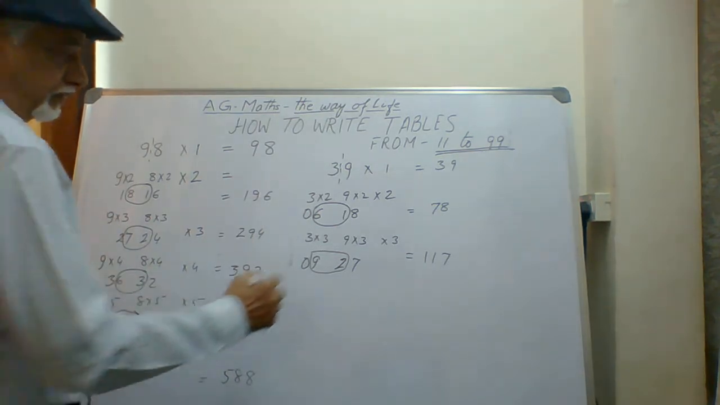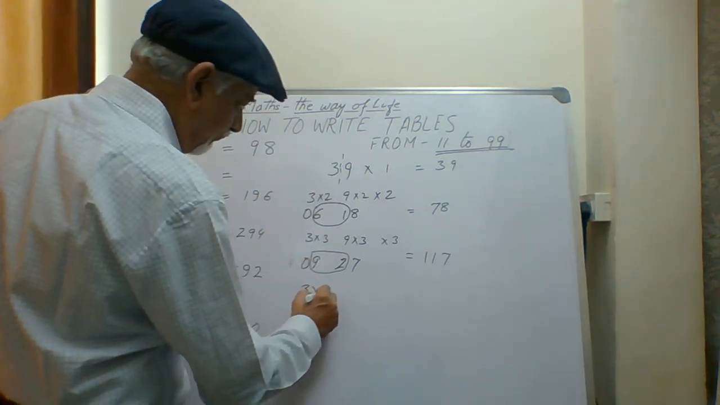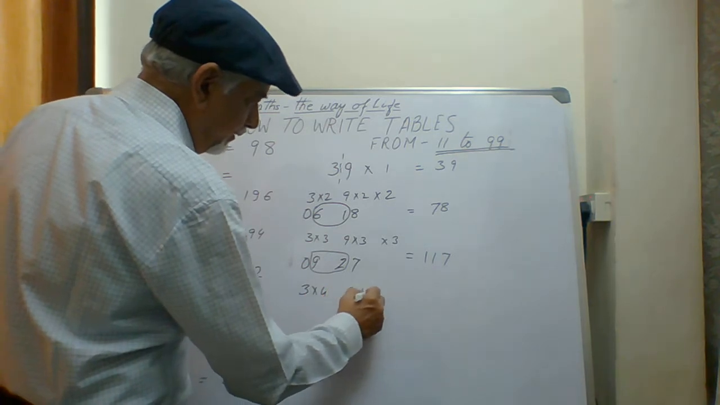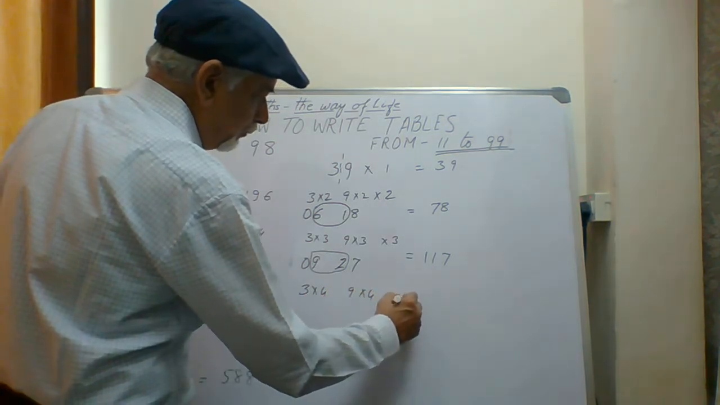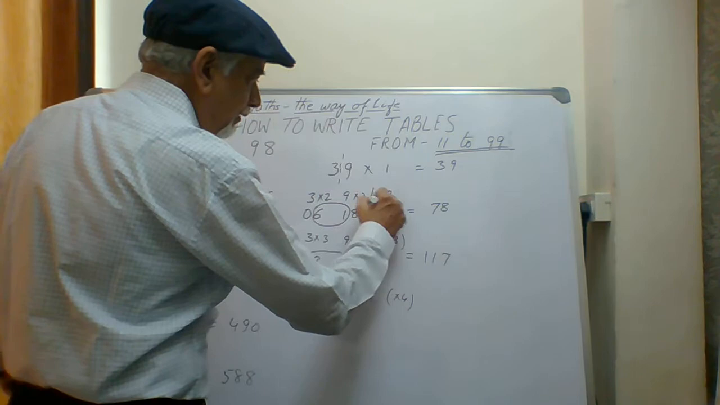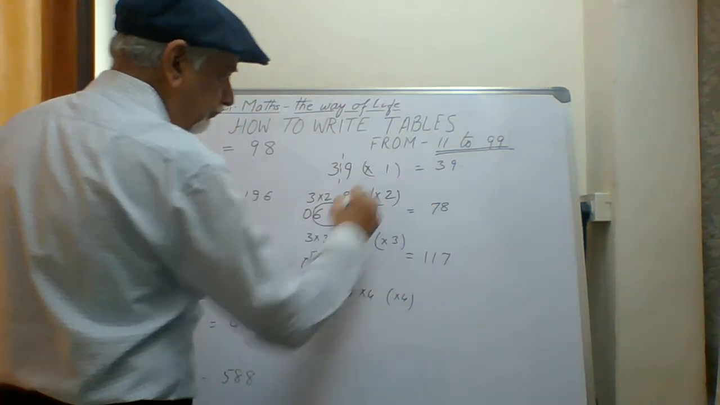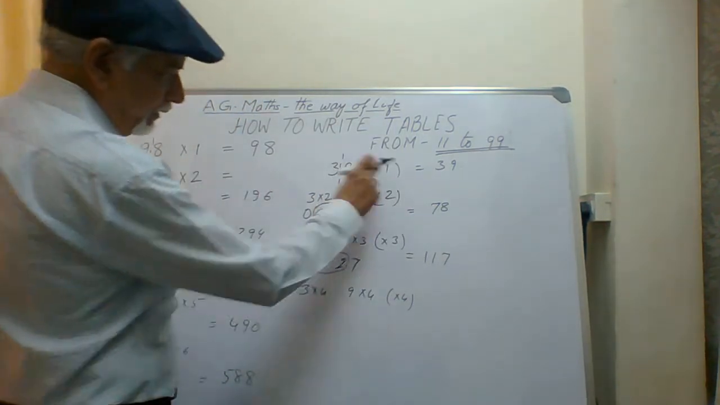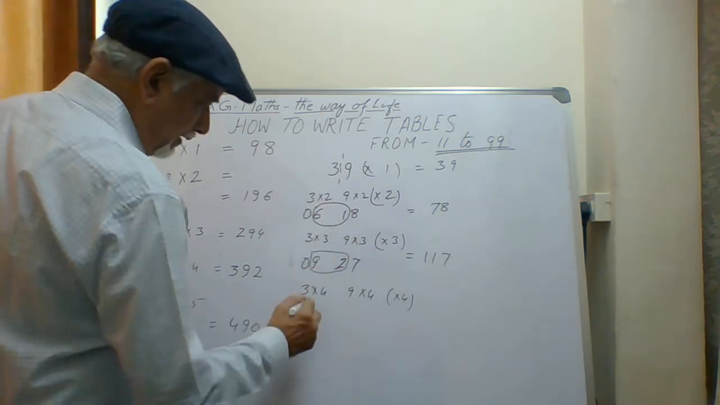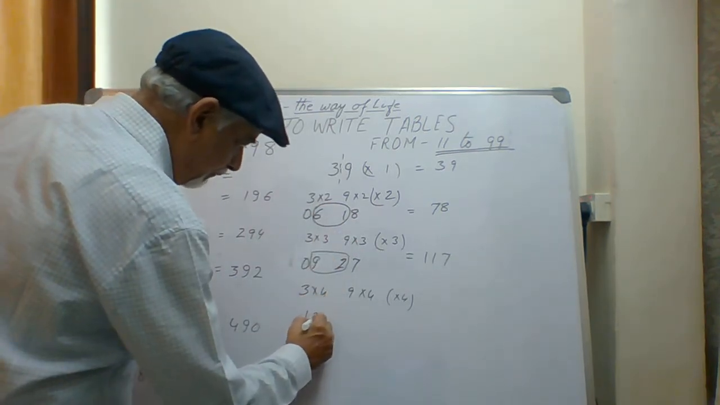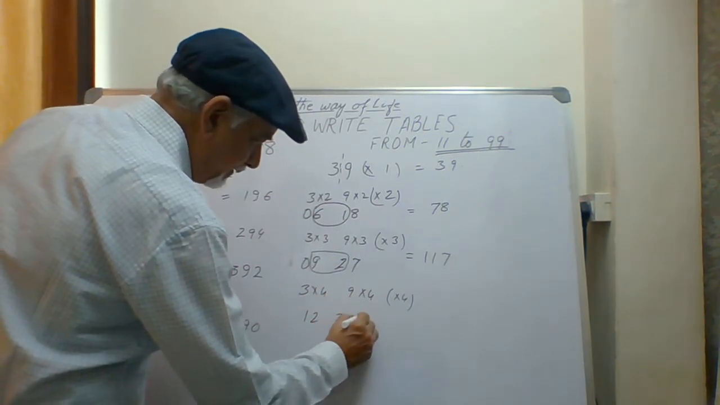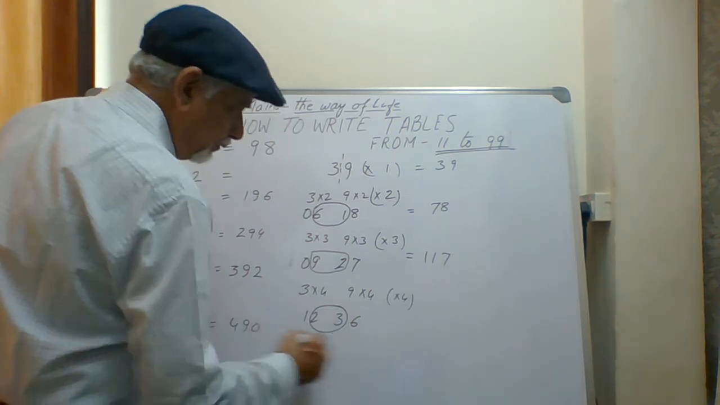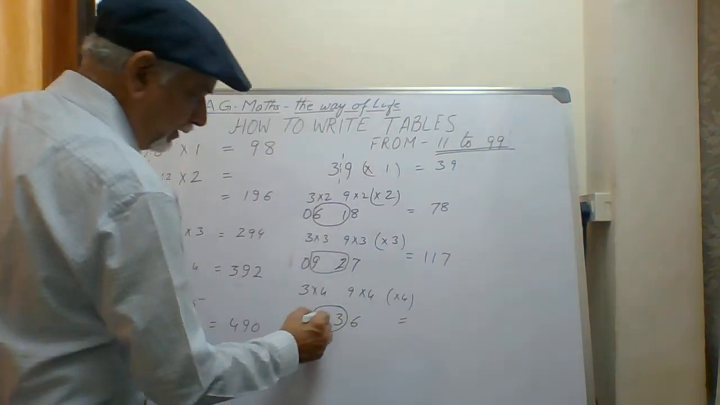When you write 4 times, so it is 3 into 4, 9 into 4, which is a multiple of 4. These are the multiples of 39. So 3 into 4 are 12, 9 into 4 is 36. Then you add up these two and write the final answer as 156.